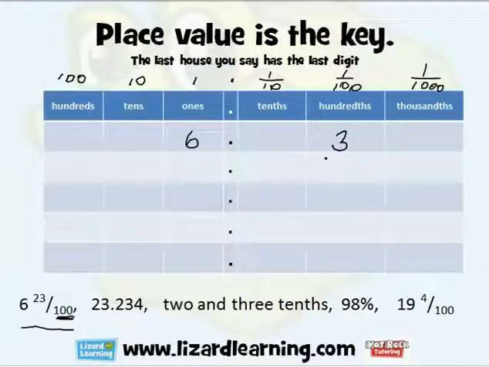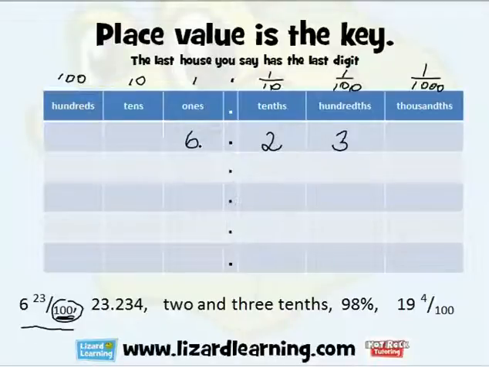Remember, you can only have one digit in each house. You can't put 23 in the hundredths house. You put the 3 in the hundredths house, and you must go to the house above it, the tenths house. So you have got your 23 hundredths. The last digit must be in the house that you are asked to put it in, the hundredths house, 6 and 23 hundredths. And you say it the same way, 6 and 23 hundredths.